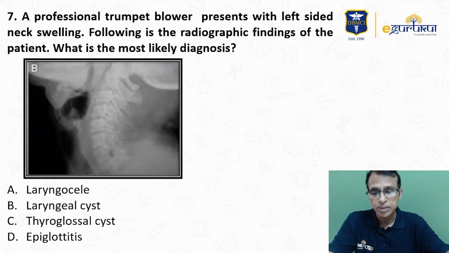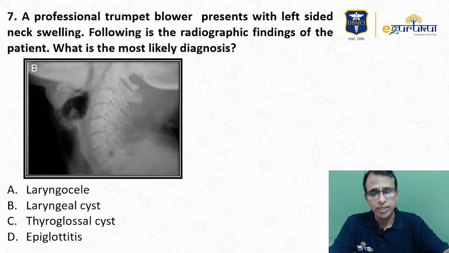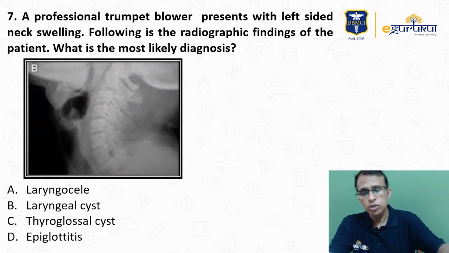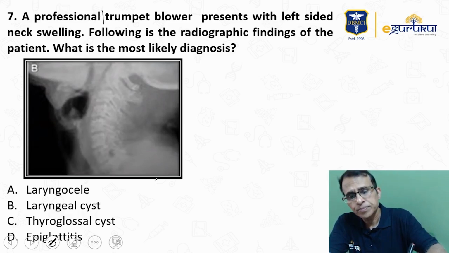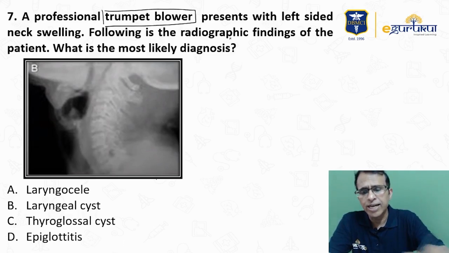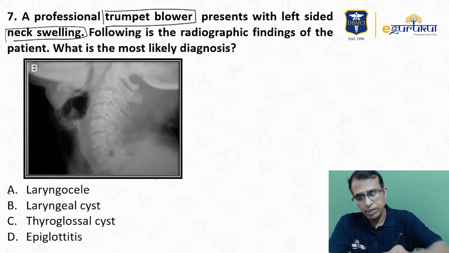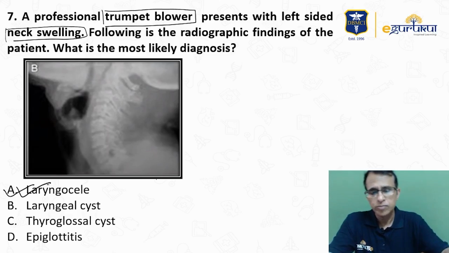Then, a professional trumpet blower presents with left-sided neck swelling. Following is the radiographic finding of this patient. What is the most likely diagnosis? If you have a trumpet blower with neck swelling, you don't have to see the diagram also. If they say a trumpet blower has a neck swelling, it has to be a laryngocele. So without even the image, you know it is laryngocele.